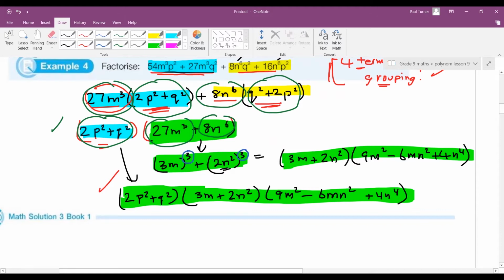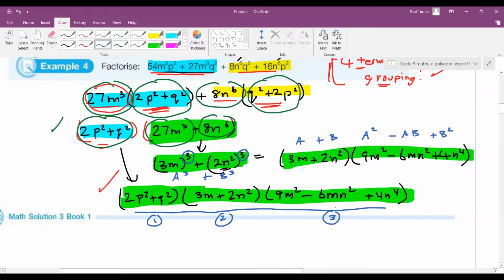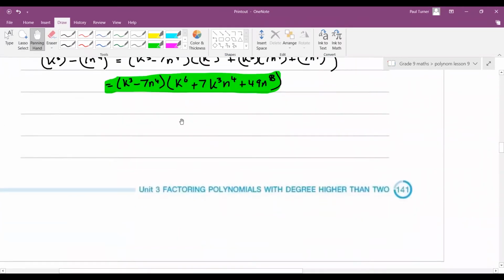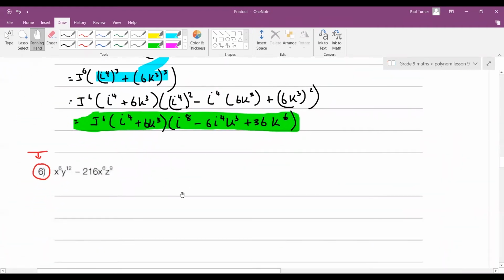So this is your a cubed plus b cubed, which is a plus b, a squared minus ab plus b squared there. And so I ended up with 3 terms here. That's your first factor, your second factor, and this is your third factor here. I think the last couple of questions, 2 or 3 questions, use this method here. All right, so we'll do one together. So we got down to question 4, question 5, question 6.